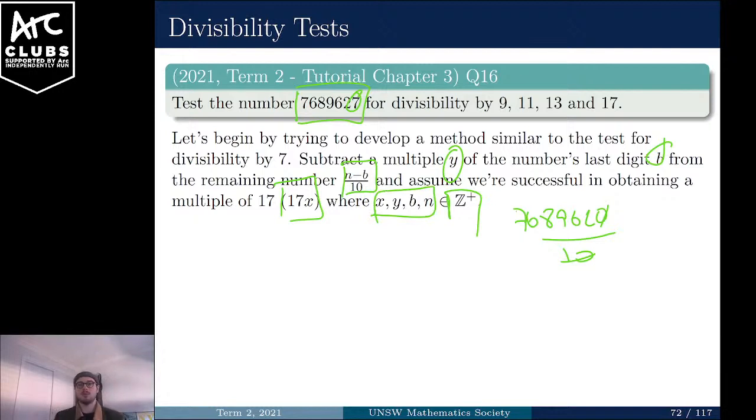Okay, just to reiterate, we're saying let's take some multiple of b, which is the last digit. Let's take some multiple of the last digit away from the rest of the number. Let's do that, and then let's say it is divisible by 17. What happens then? What value of y would I take away that would help me guarantee that this is true?